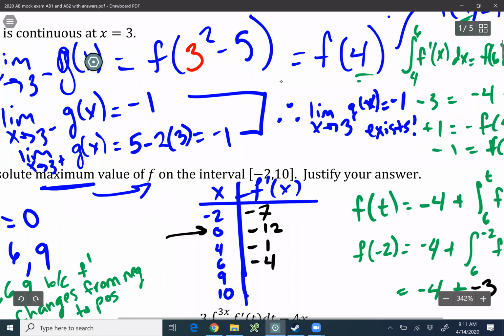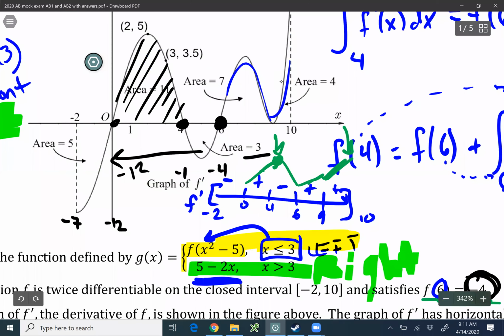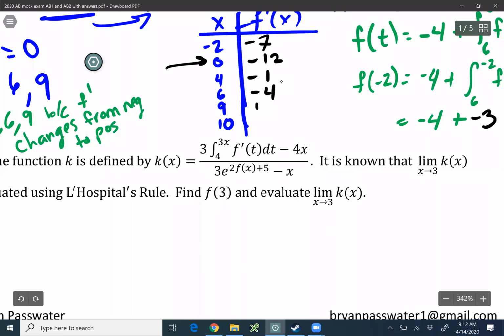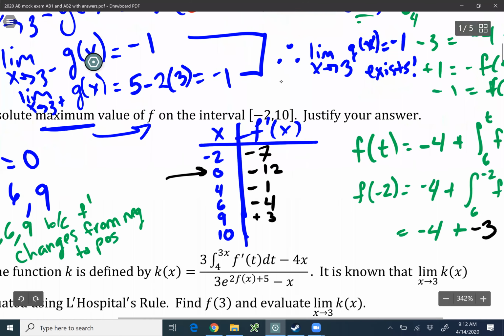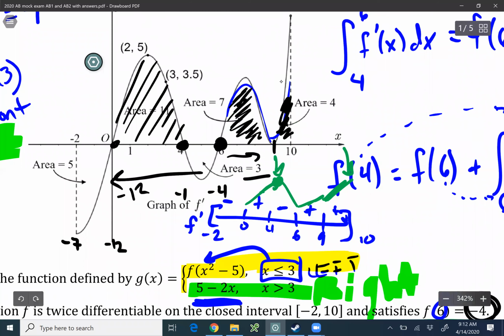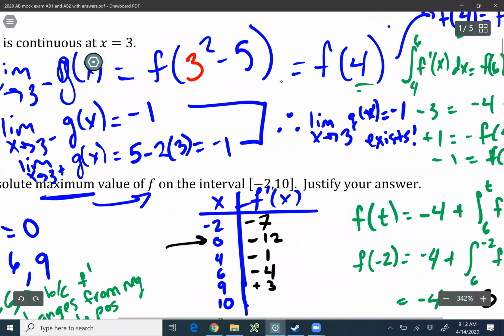For f of 9, now we're here at negative 4, and to get to 9, we know that it's just adding on 7. So now we're going to use adding because we're trying to go to the right. We're at negative 4, and we're going to add on 7 more. Negative 4 plus 7 is positive 3. And then here we're going to add on 4 more. 4 plus 3 is 7.